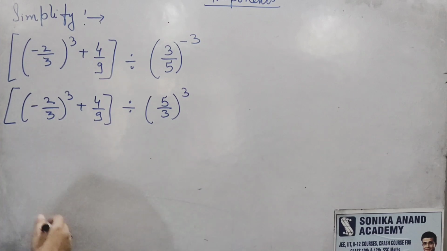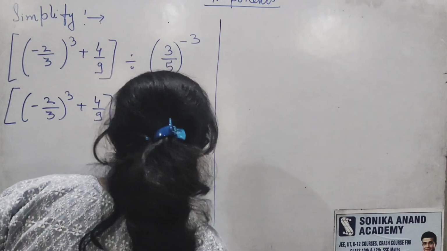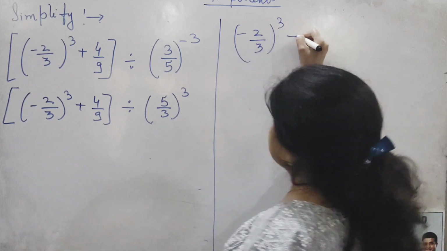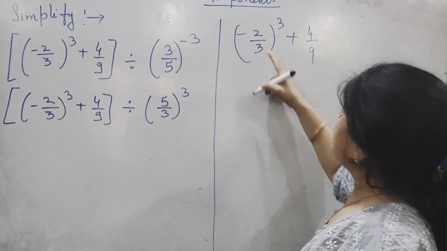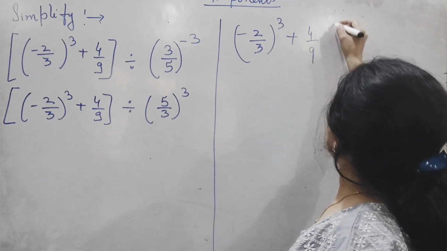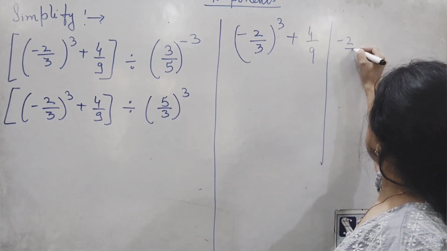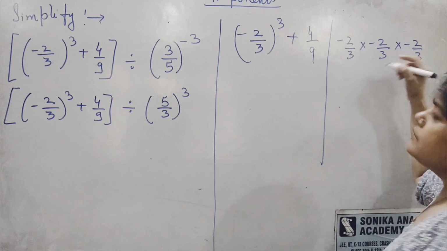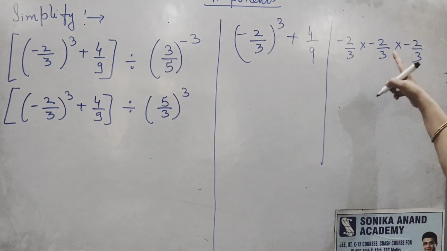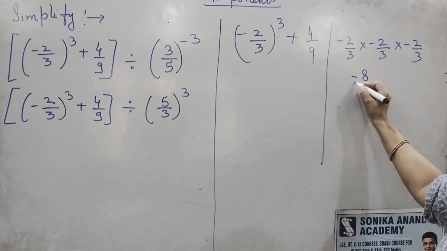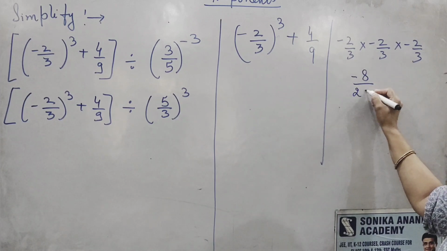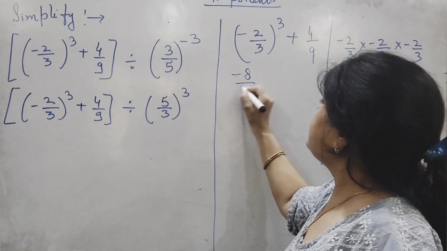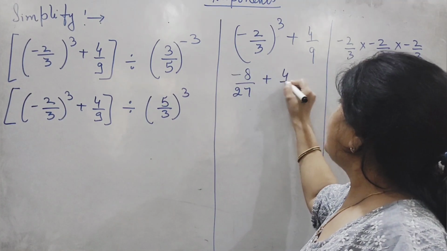Clear? So when we solve the bracket, (minus 2 by 3) to the power 3 plus 4 by 9. Minus 2 to the power 3 means what? Minus 2 by 3, minus 2 by 3, minus 2 by 3. Now multiply all of them. 2 2s are 4, 2 4s are 8. Minus, 3 3s are 9, 3 9s are 27. Clear? Now put this value over here. It becomes minus 8 by 27 plus 4 by 9.